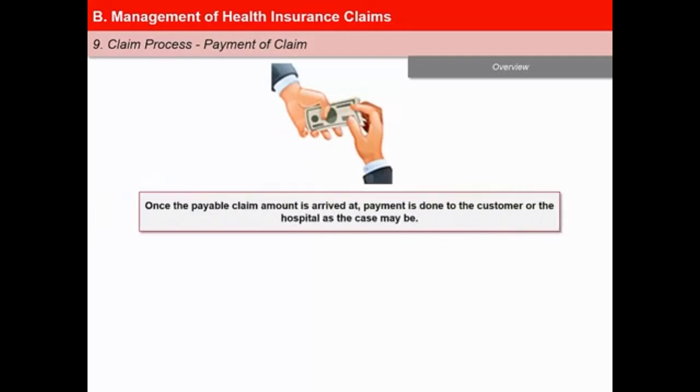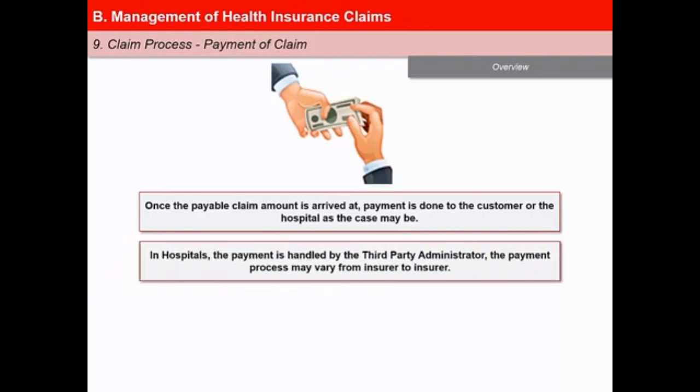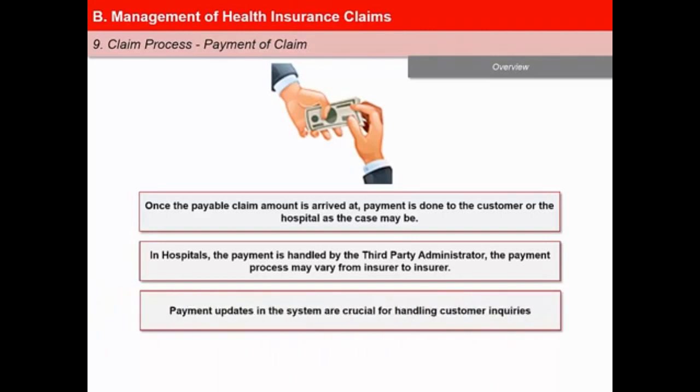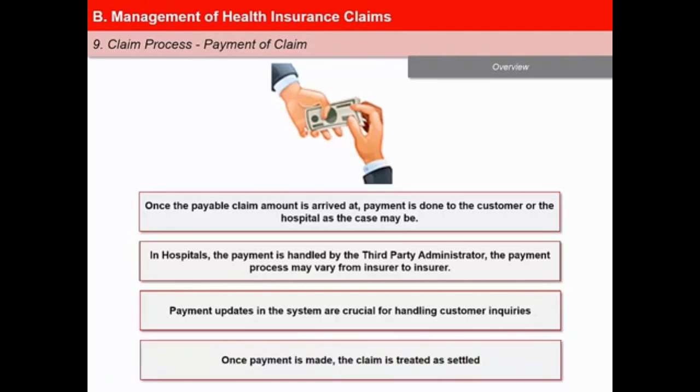Once the payable claim amount is arrived at, payment is done to the customer or the hospital, as the case may be. In hospitals, the payment is handled by the third-party administrator. The payment process may vary from insurer to insurer. Payment updates in the system are crucial for handling customer inquiries. Once payment is made, the claim is treated as settled.